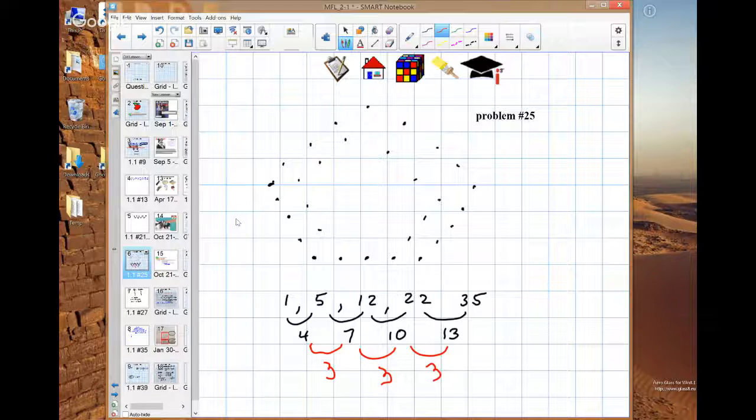How far is it from 1 to 5? If your team was in first place and next week they were in 5th place, how many places did they drop? 4. Good. I didn't tell you to subtract, but you figured that out. All I'm saying is, what's the difference between 1 and 5? A change of 4. What's the difference from 5 to 12? There's a difference of 7.